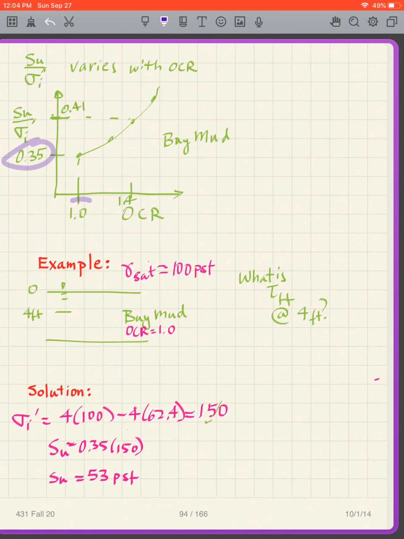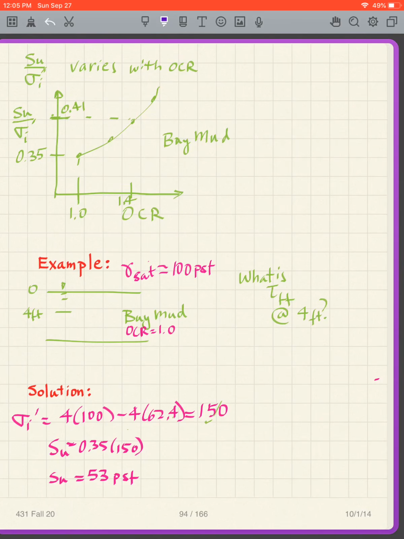typical numbers are we get an OCR of 1.0, normally consolidated bay mud. I get approximately an SU over sigma prime I of about 0.35. At 1.4 OCR, I get about 0.41. So these numbers are handy to know, at least to make an estimate. Now, of course, this is not everywhere. You have to test the soil yourself, but these are typical numbers that you'll find.